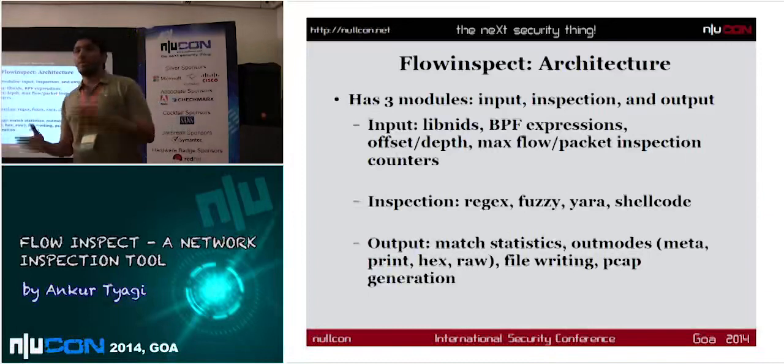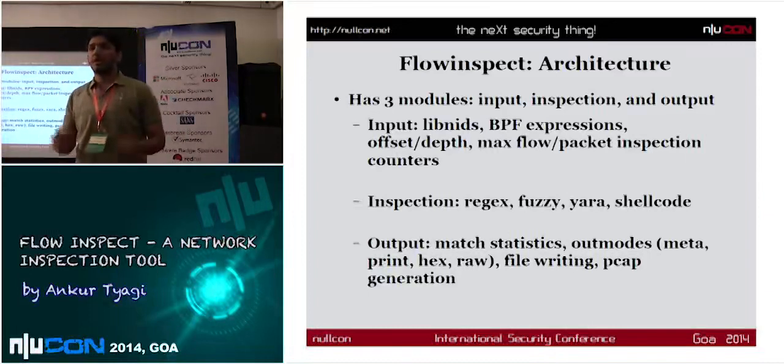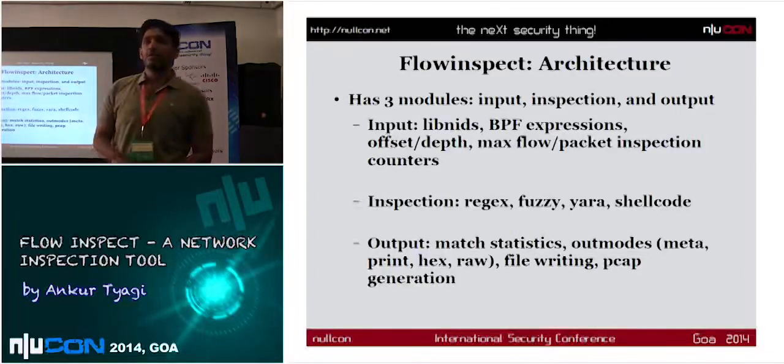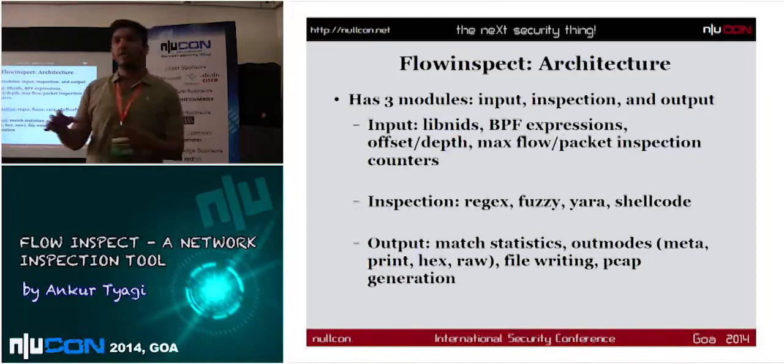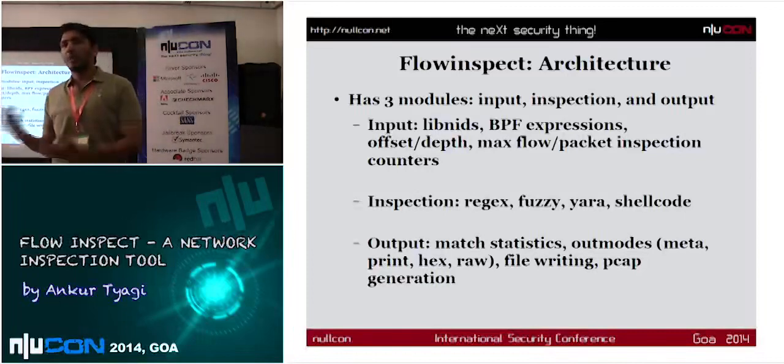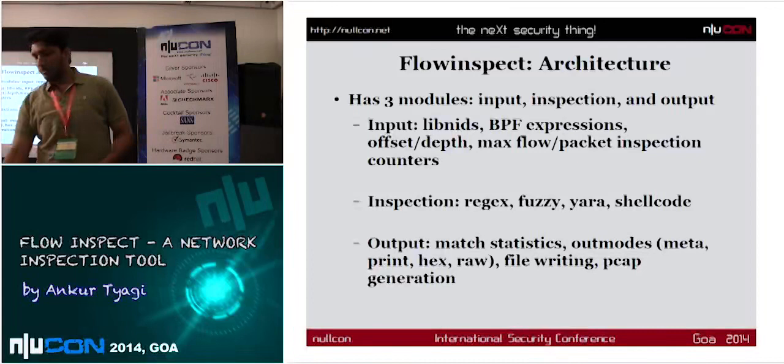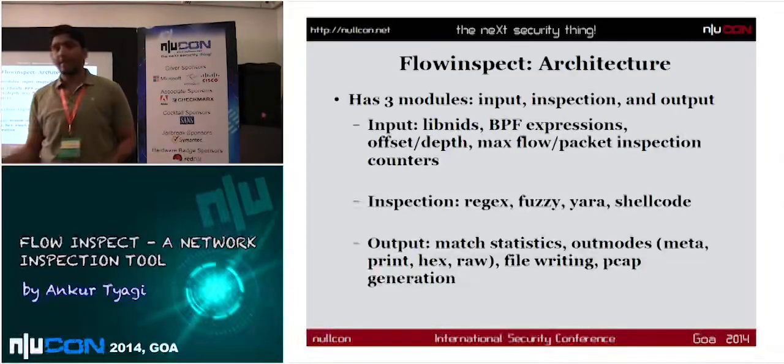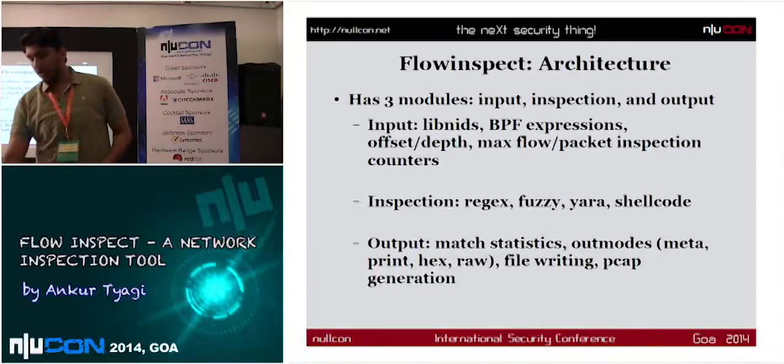Hex would dump matching data in hex format. Raw would dump it as is on the screen with binary characters. Print filters non-printable characters and prints only ASCII printable characters to the screen. This is to inspect clear text or non-binary protocols like HTTP, for example. It also has file writing and PCAP generation features, like we already talked about.